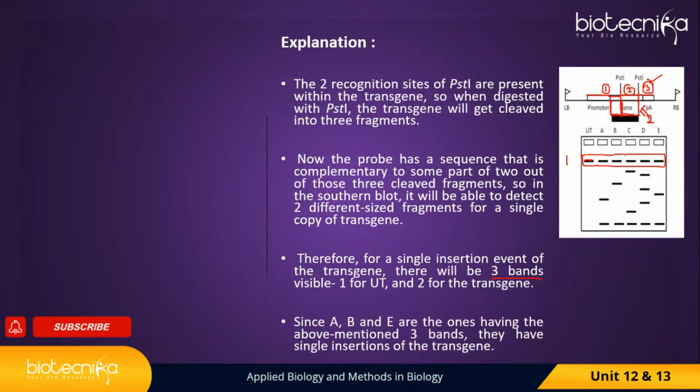So if we look at the bands carefully, you have to focus on the number of bands here. And in the A lane, B lane, and E lane, only there you see 3 bands. And this indicates single insertion of the transgene. And this is the reason the answer is option 2.